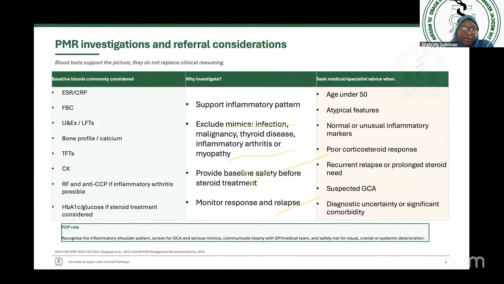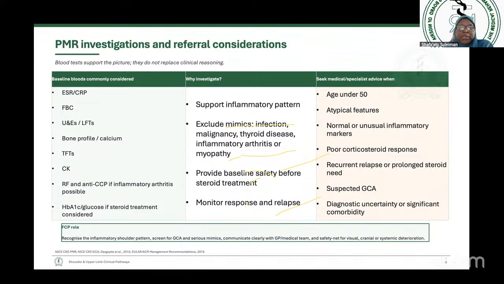So why the investigation? The investigation will support the inflammatory pattern and it will also exclude mimics such as infection, malignancy, thyroid diseases, inflammatory arthritis, or myopathy. It also provides a baseline for safety before steroid treatment, and it will help to monitor their response and if they have a relapse.